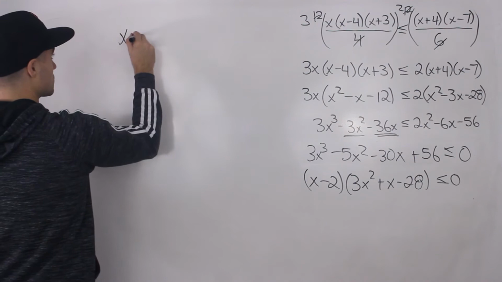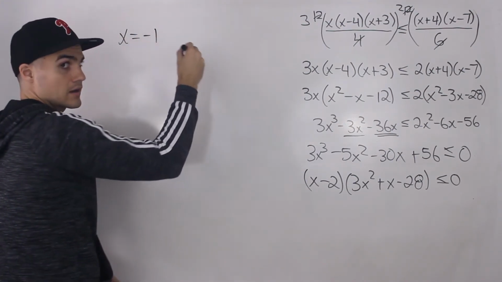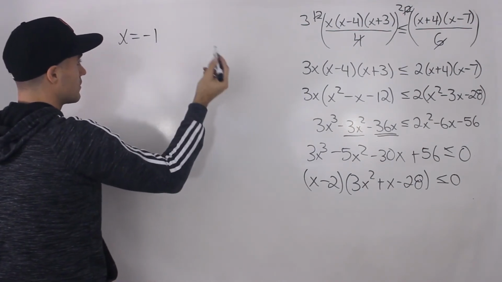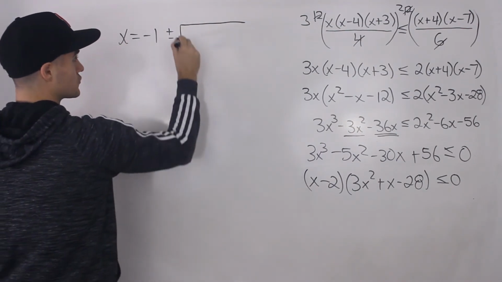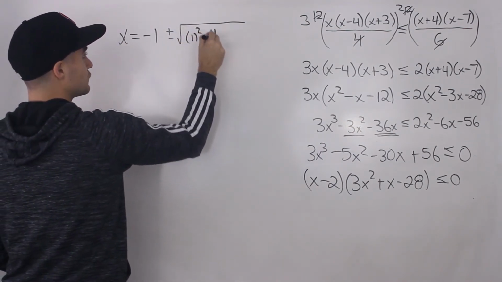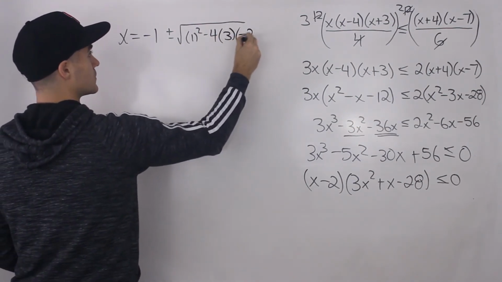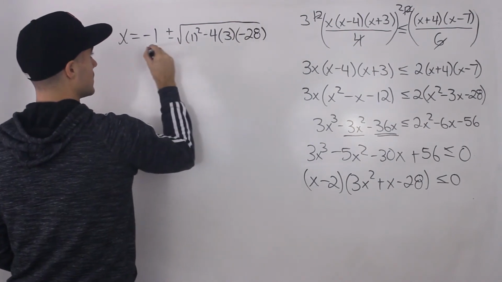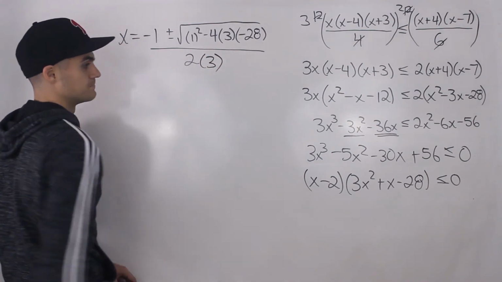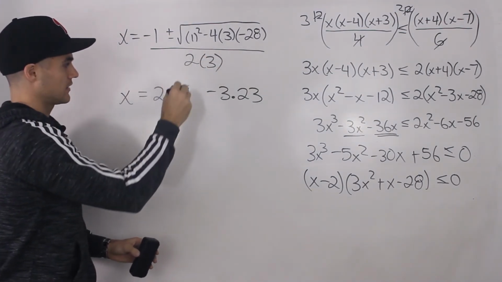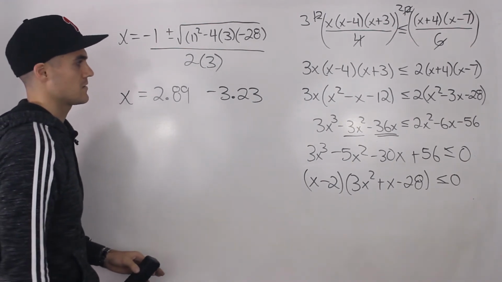So what we would do is plug in negative b plus or minus the square root of b squared minus 4ac, all over 2a. So it'd be negative 1 plus or minus the square root of 1 squared minus 4 times 3 times negative 28, all over 2 times a, which is 2 times 3. And when you do that in your calculator, you get two x values, 2.89 and negative 3.23.